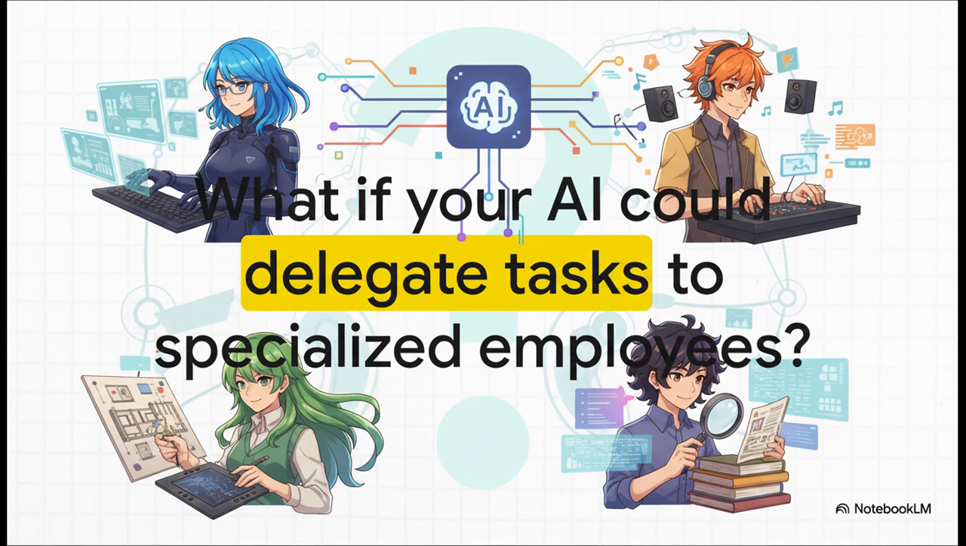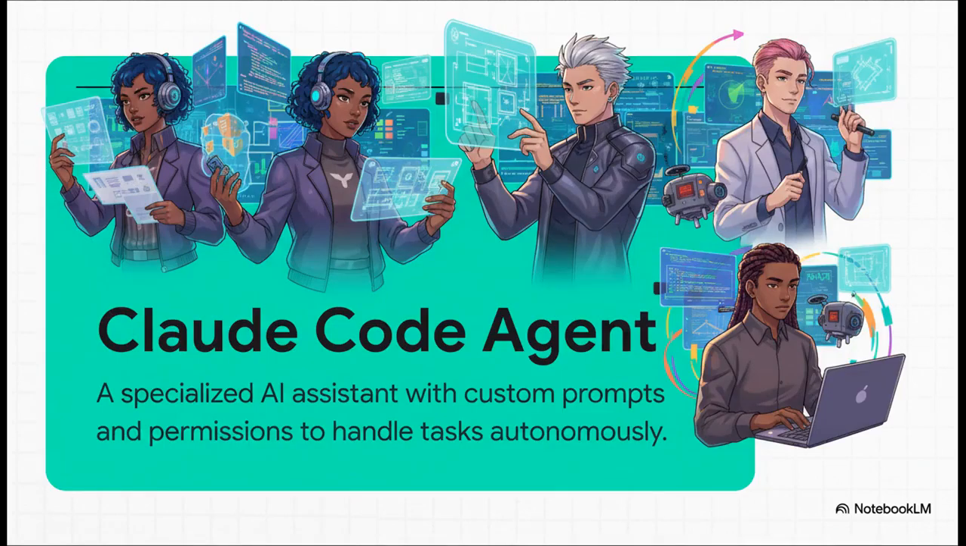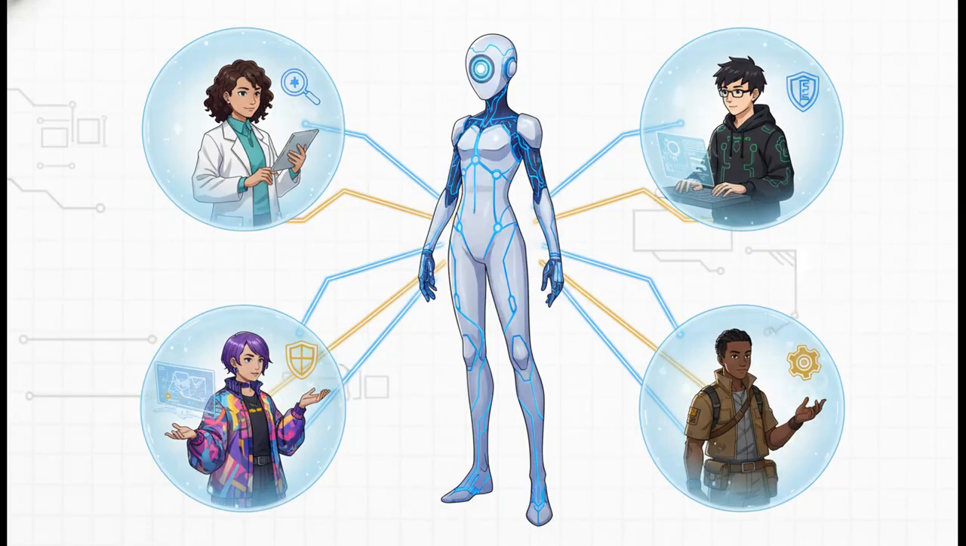What if your main AI, instead of trying to do everything by itself, could just delegate? What if it had a whole team of specialized assistants it could hand tasks off to, where each one is an expert in one specific thing? Well, that's exactly what agents are. So what is an agent, really? You can think of it as a custom-built AI assistant. You get to define its job, give it a unique set of instructions, and even decide what tools it's allowed to use. You're basically building your own little team of AI employees, and your main AI can call on them whenever it needs to. And this is why they're so powerful.